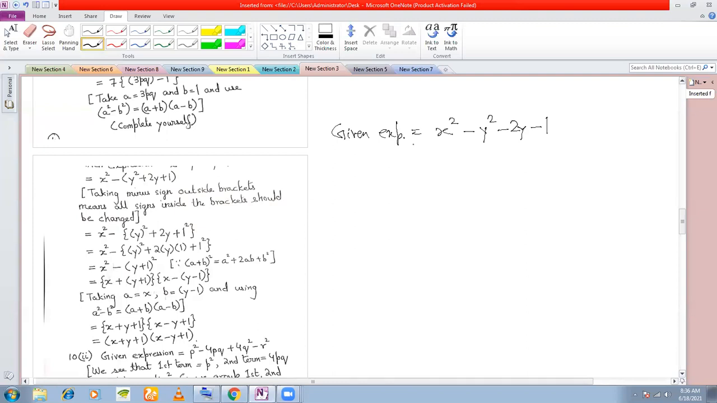The first thing that should come to your mind is whether I can group. So you see that x square and y square have nothing in common. Neither have 2y and 1, right? So you cannot take anything out from the first two and the last two. Now you try x square and 2y. You see you cannot take out anything from these two also. You cannot take out anything from these two also, right? So therefore now what should I do?